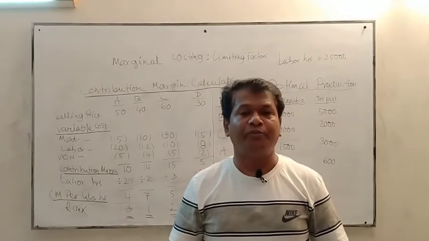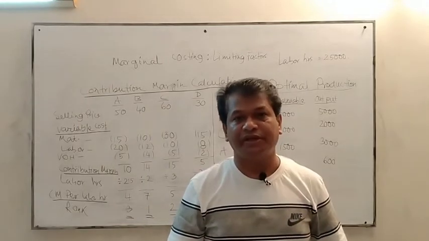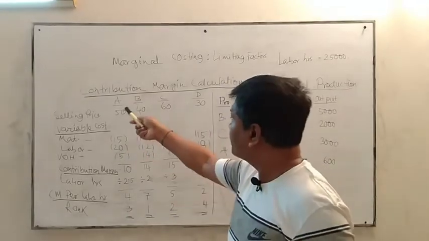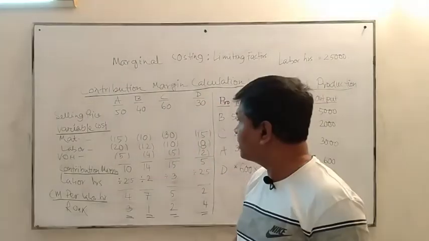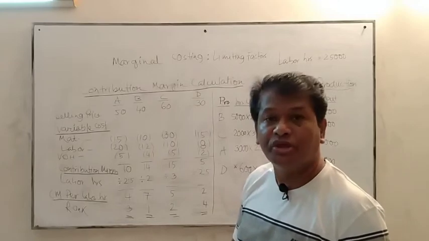So how is the optimal production to be calculated? I am just going to display it. Just watch it on the board. Here is the contribution margin calculation. First of all, as I said, you have to calculate the contribution margin per unit.